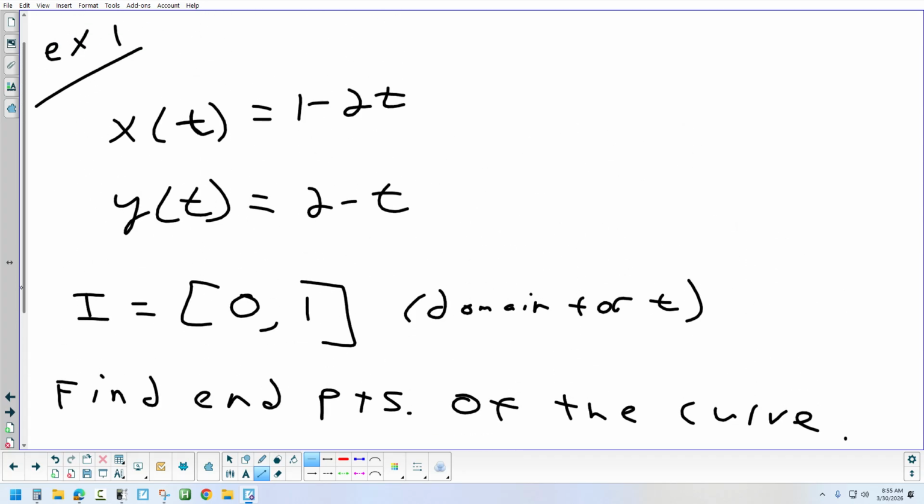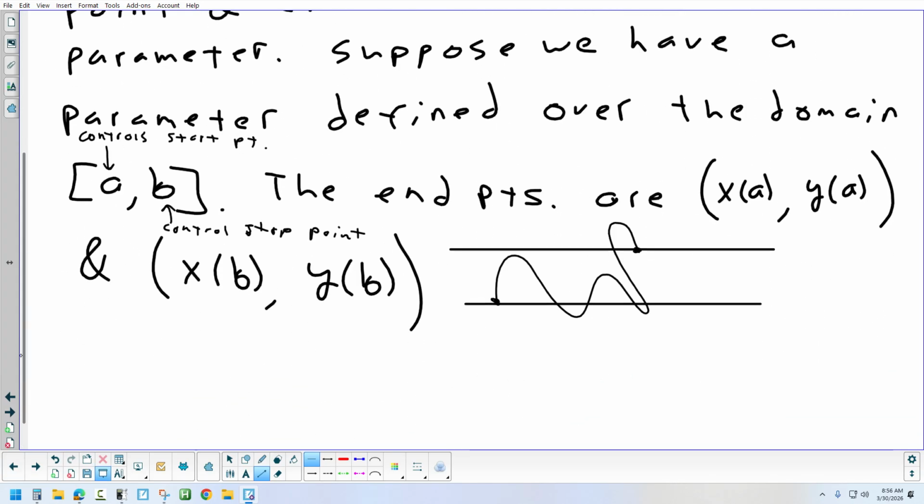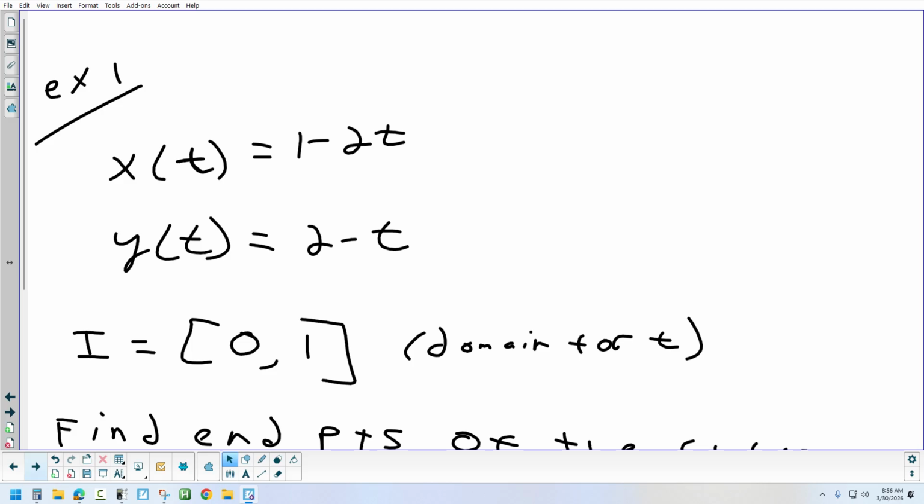Okay, so which value in my interval is going to control where the graph starts? So which number there? So no, the 1 is going to control where the graph stops. So that number controls the stop point. So the number that controls where it starts is the first value, which in this case is 0. All right.